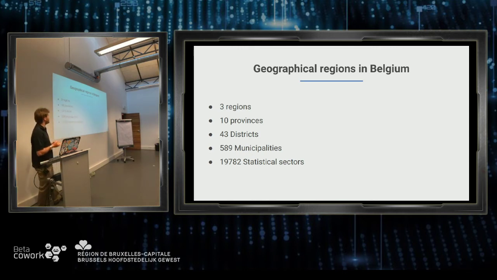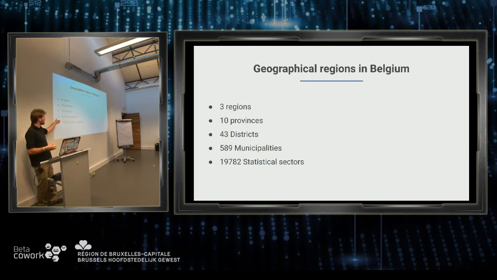There are 589 of them. And these municipalities are split even further into very small areas that vary in size. There are 19,000 and something statistical sectors, so almost 20,000 in Belgium. You have to imagine that's, on average, less than 1,000 persons within one statistical sector. So that's a fairly small region, and they're called that because they're meant to compute statistical numbers at a fairly granular level.